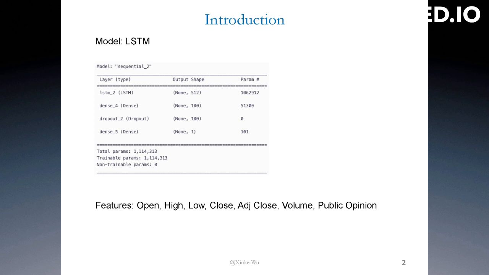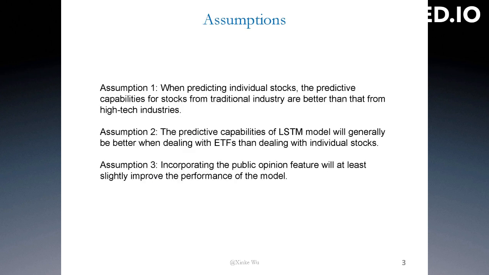Okay, now I know this is really a simple model. So to enrich my project, I put 3 assumptions here, which I try to validate after running the model. The first assumption is that when predicting individual stocks, the predictive capabilities for stocks from traditional industries will be better than those for stocks from high-tech industries.